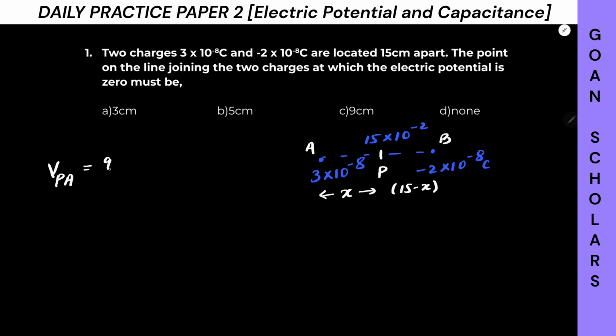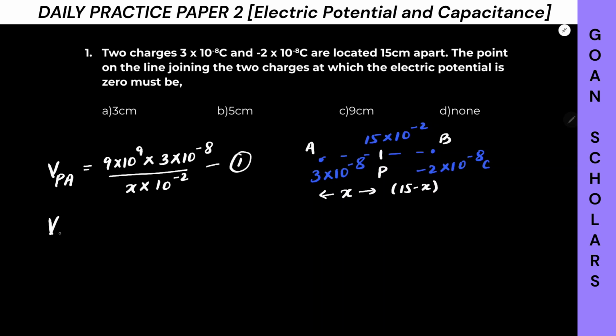That will be equal to K, which is 9 into 10 to the power 9, times Q, the charge on A, which is 3 into 10 to the power minus 8, whole divided by the separation. What is the separation? x centimeter, so we can take it as x into 10 to the power minus 2. Correct? That will cancel out eventually. So this is our equation 1.